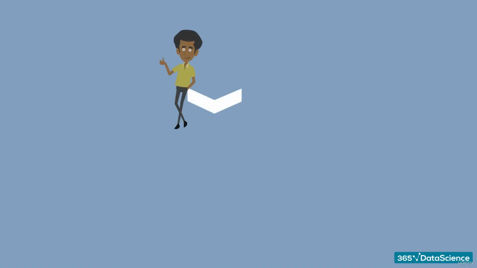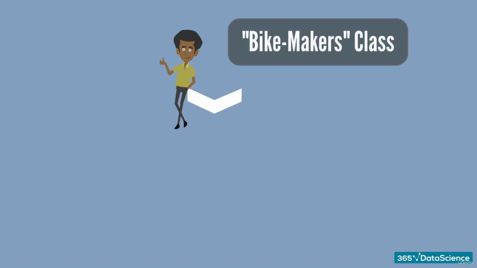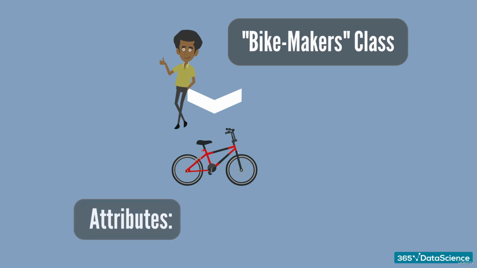Uncle Archibald can make bikes, so he belongs to the bike maker's class. He knows the rules for creating a bike. This is a bike he made. Therefore, it is an object of the bike maker's class. As an object, it has certain attributes that refer to the state of that object. Its color, size, and type, mountain bike or road bike, are attributes that can be assigned to it.